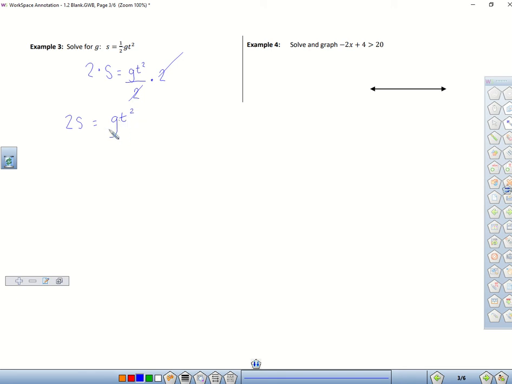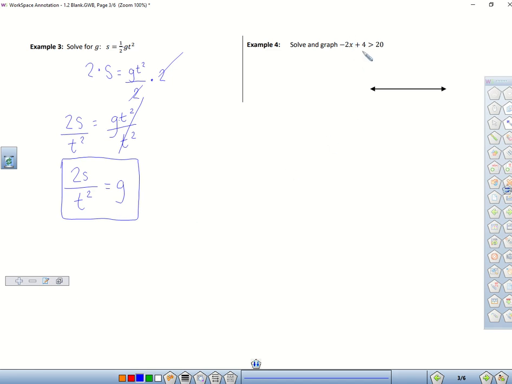Of course, these are products, so I want to get rid of the t squared, so I'm going to divide t squared on both sides. That leaves me with 2s over t squared is equal to g. So I don't really like using s as a variable because it kind of looks like a 5, but it's not. So that would be the answer.